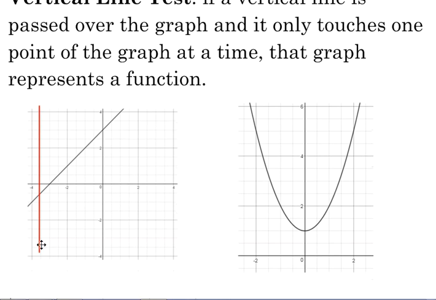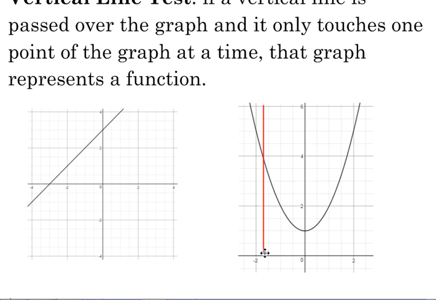All right, so I've got a vertical line here, this red line. I'm going to pass it over my graph, and I'm looking for where this vertical line touches the graph of my function. Everywhere on this linear function, it only touches it at one point at a time. So that linear, we call it a function because all linear equations are functions, but it's because they all pass the vertical line test.